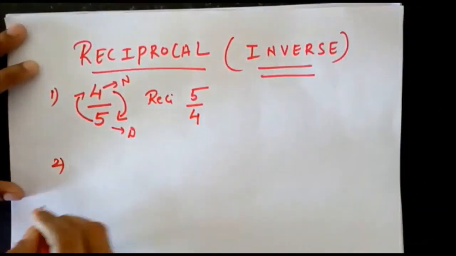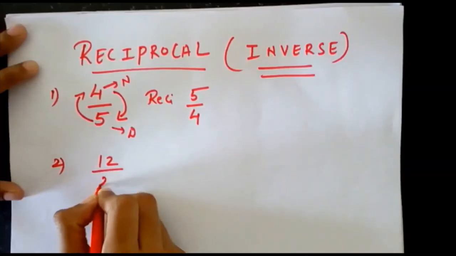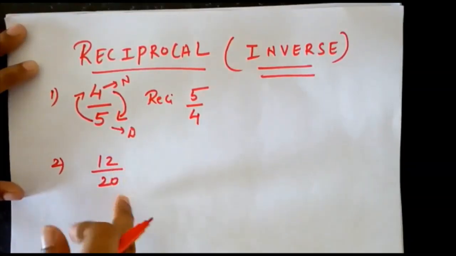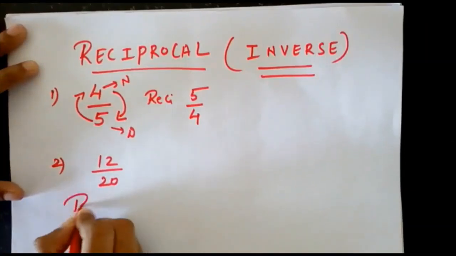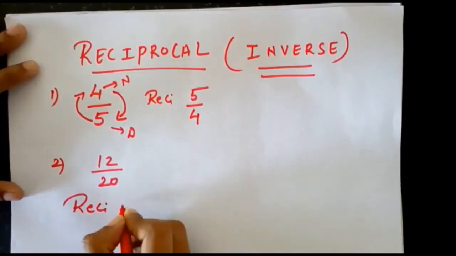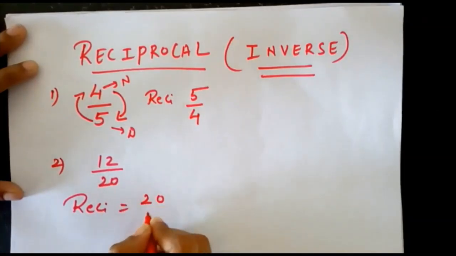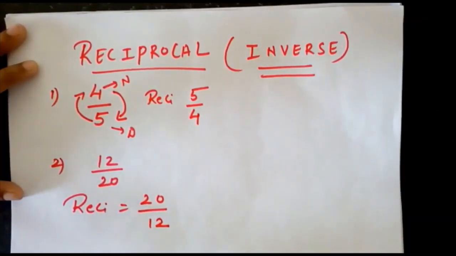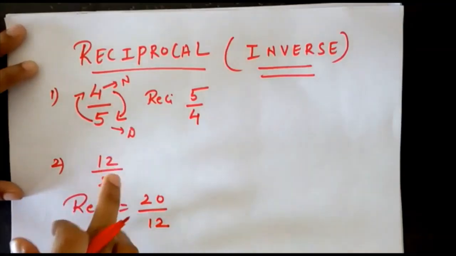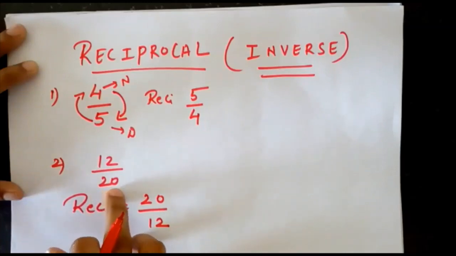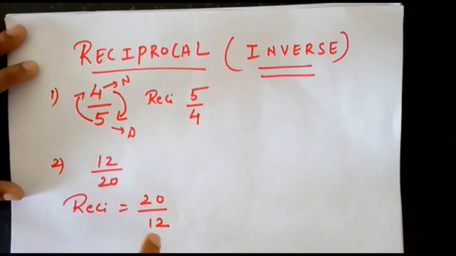Let us take one more example. For example, 12 upon 20. How will you take the reciprocal of this? Just interchange both. Just take the inverse. So the reciprocal of 12 upon 20 will be 20 upon 12. The denominator will go up and the numerator will come down. So this is our reciprocal or inverse.